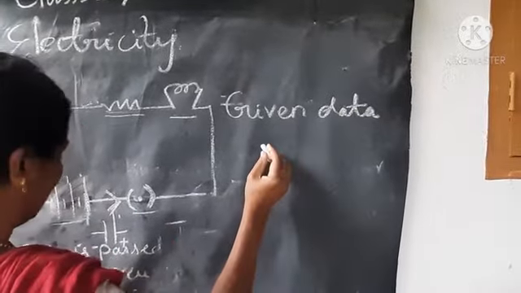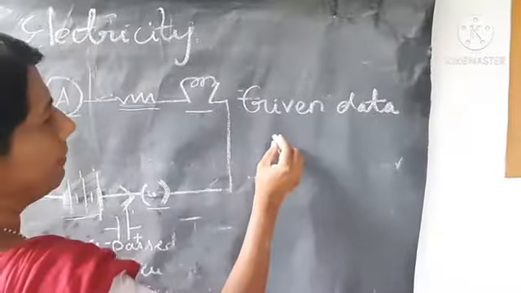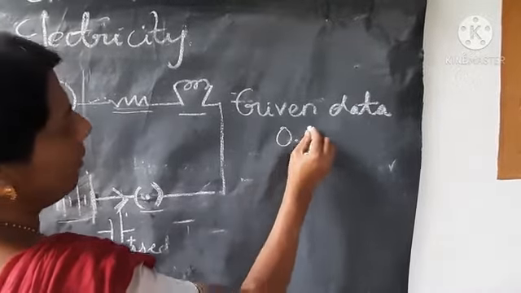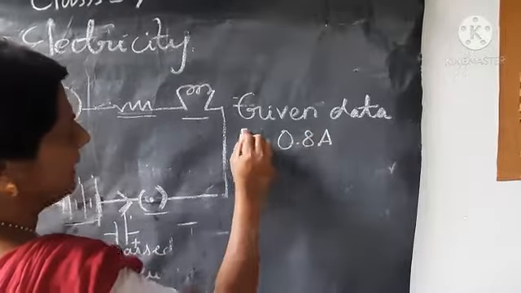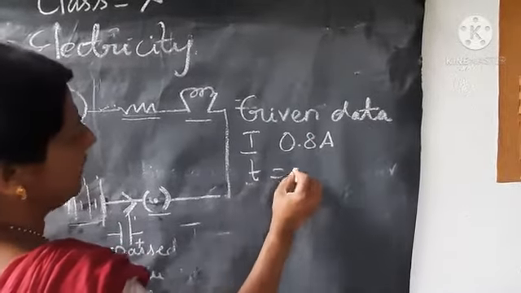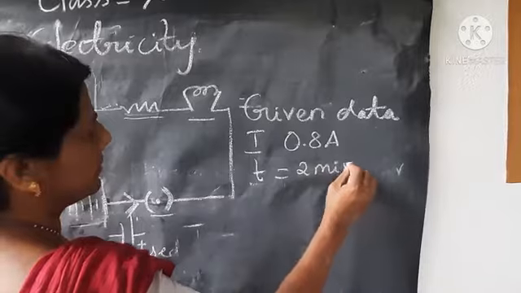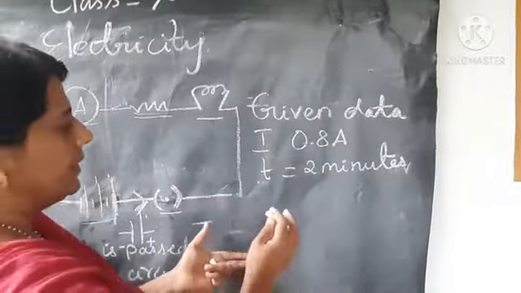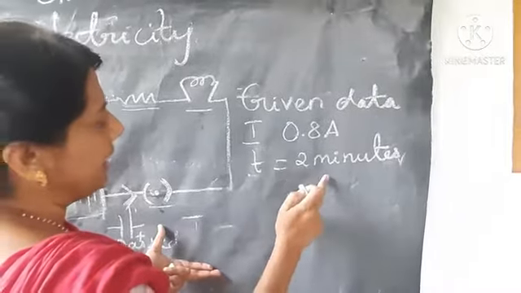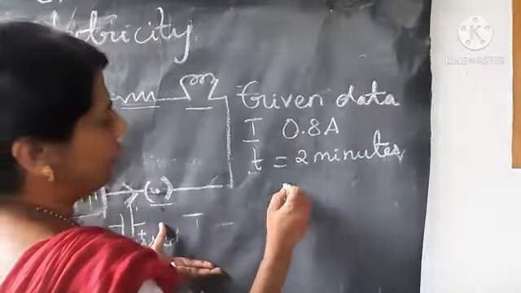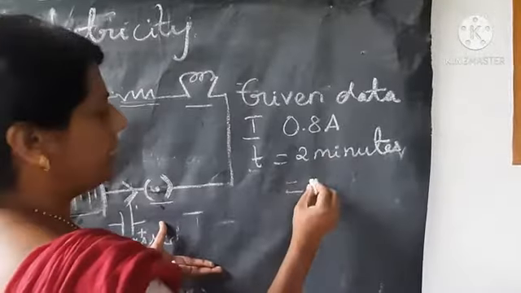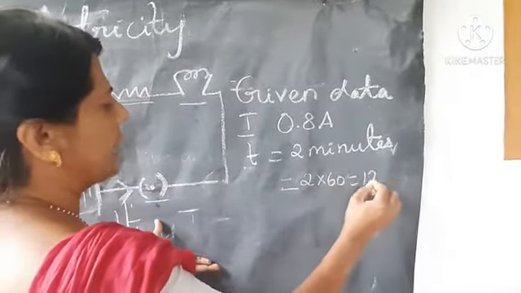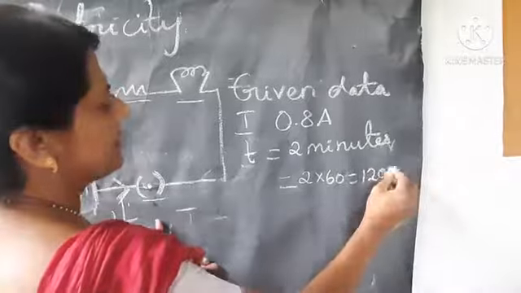What is given? Current is given. Easily you can identify by looking at this unit. Now the current is 0.8 ampere. That means I is given. And time is given, 2 minutes. Actually, the standard unit for time here is second. So, you have to convert minute into second. What will you do? You have to multiply with 60. Now it is 120 second.